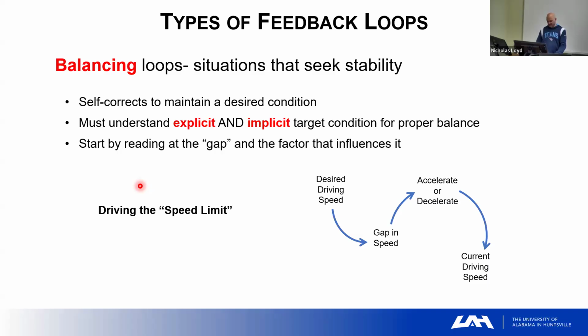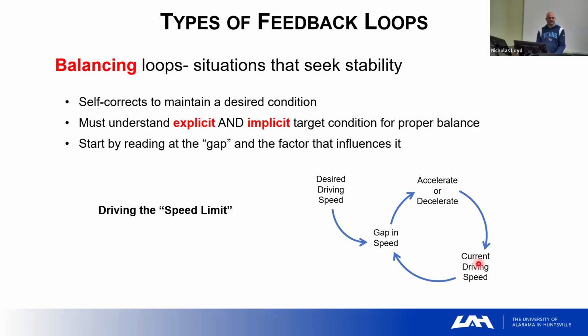I want to go 70 miles an hour. Desired driving speed influences the gap in speed. I'm going 65, which means I need to accelerate to get from 65 to 70. And then that will influence my new speed, whatever that might be when I accelerate, which will change my perception in the gap in speed. So if I accelerate and I go to 71, then I need to back off a little and start to adjust.